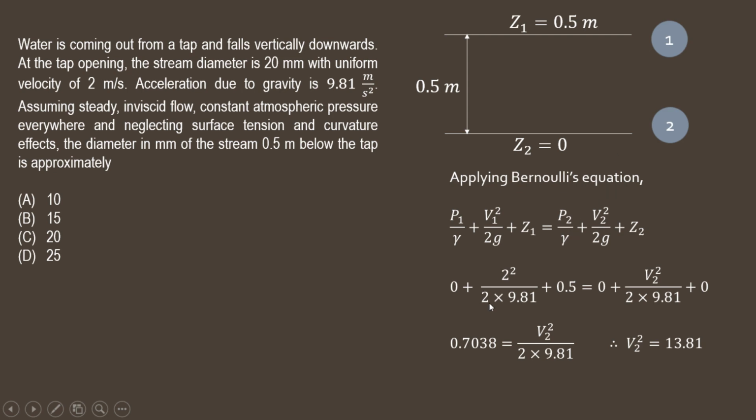So this value comes out to be 0.7038 and on the right hand side we are having only V2 square by 2 into 9.81. So V2 square is 13.81 and V2 will be equal to square root of that, that is 3.716 meter per second. Now we'll apply the continuity equation.